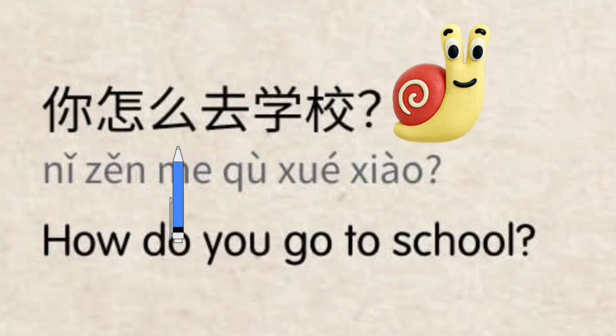你怎么去学校? How do you go to school? Let's find out the vocabulary which we just learned. 怎么. There it is, so easy. Hope you learn it. Let's move to our next vocabulary.